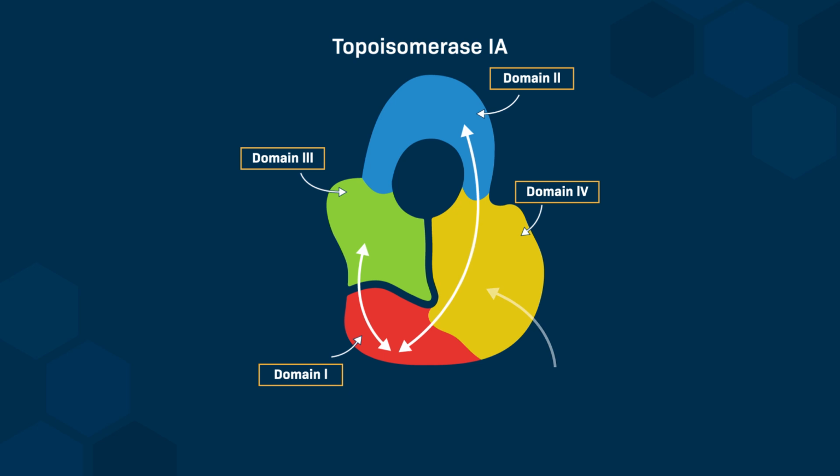Furthermore, domain 4 contains a groove that displays basic residues. This positively charged groove can engage in electrostatic interactions with the negatively charged DNA strands. Finally, the cavity that's formed by these four domains in the closed conformation is spacious enough to accommodate a single strand of DNA, but too small to host double-stranded DNA.